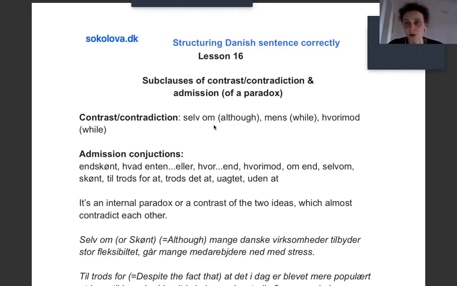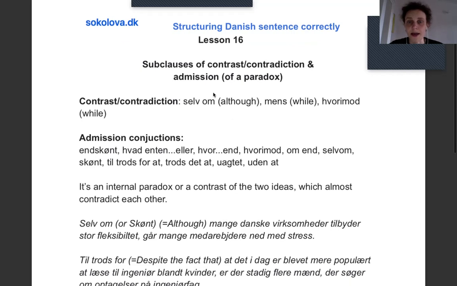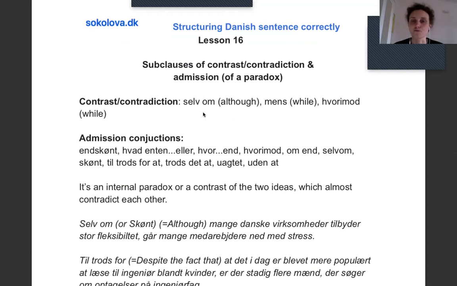The most frequently used are selvom, mens, og hvorimod. These three. Very often learners confuse selvom with alligevel, but alligevel is a free adverb. So you can start a main clause with alligevel and you can use it in the middle. But selvom is used only in the subordinate clause and you don't have inversion after selvom. You do have inversion after alligevel if it is standing at the beginning of the main clause.